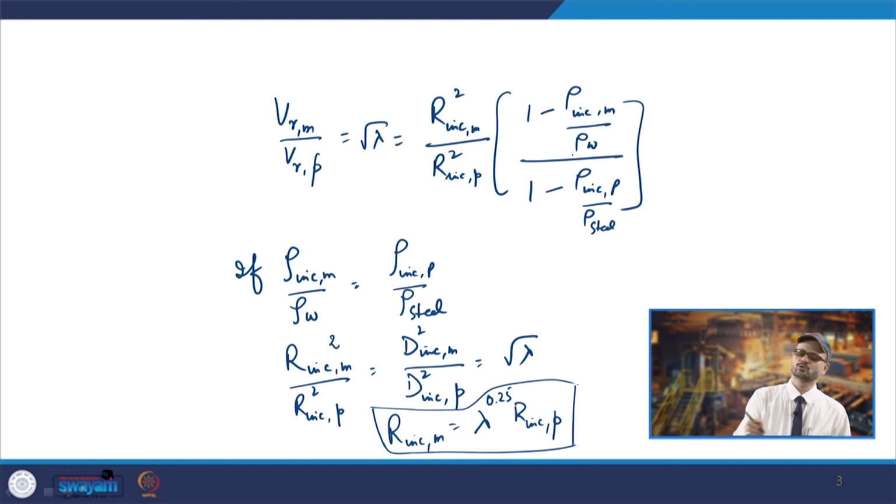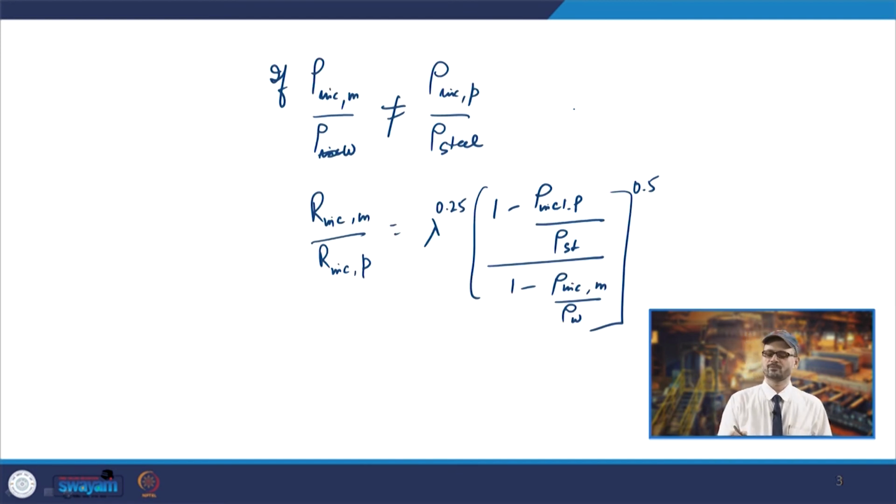So, this will go to that side, so that will be reversed. So, that will come down for the model, and for the prototype it will be up. So, that way you can have this expression. Then you can have the radius of the inclusion for the model and for the prototype, that will be the kind of correlation.